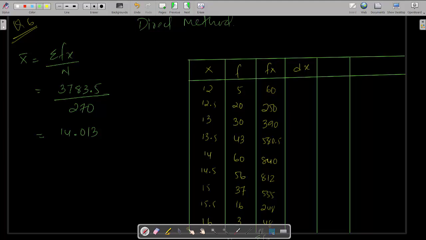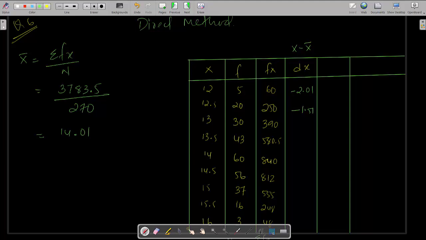Now to find the value of dx, we will be needing x minus mean, right? We have the value of x here, we have the value of mean here. So if you subtract x minus mean, that is 12 minus 14.01. I'm taking 2 decimals here, okay? 12 minus 14.01, you will be getting minus 2.01. Here as well, minus 1.51.